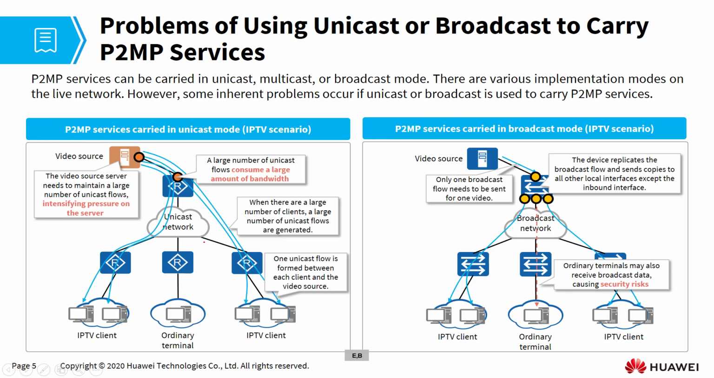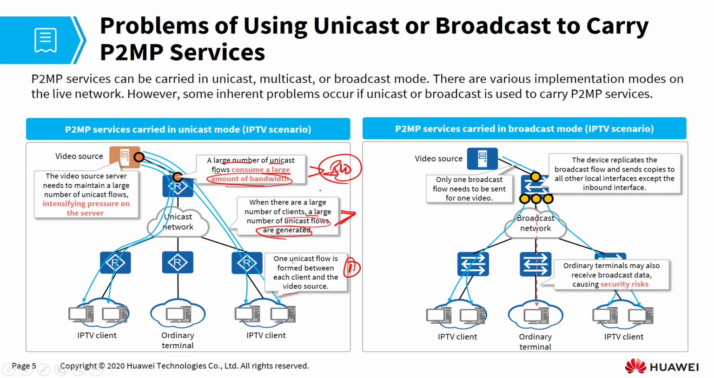So what we're trying to say is that we have a large number of unicast flows that consume a large amount of bandwidth. And when there are a large number of clients, a large number of unicast flows are going to be generated. One unicast flow is formed between each client and each video source. Because of that, we are going to have a large number of unicast flows in the network, and that large number of unicast flows is going to waste our bandwidth. That is if we decide to use unicast mode.